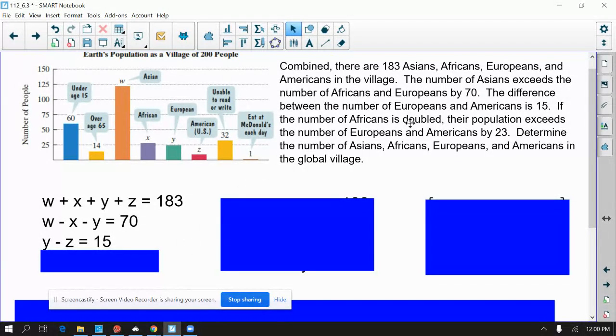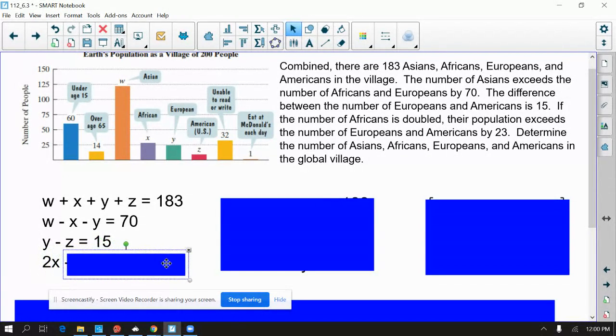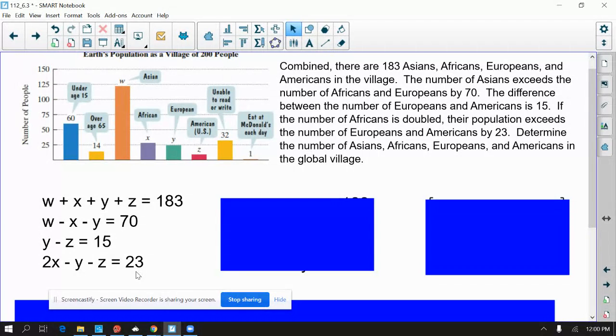And then finally, if you double the amount of Africans, that population exceeds all the Europeans and all the Americans by 23. So Africans are the X's. So doubling that would be 2X. That exceeds all the Europeans and Americans by 23. So if you double all the Africans and then subtract all the Europeans, subtract all the Americans, you still have 23 left over. So this is the system, 4 variables.